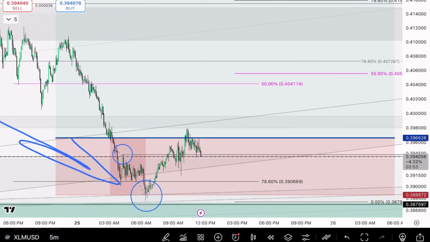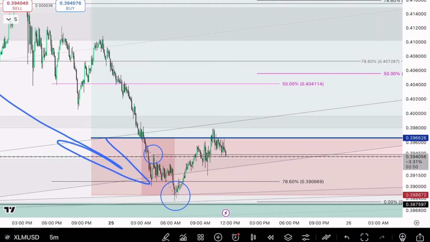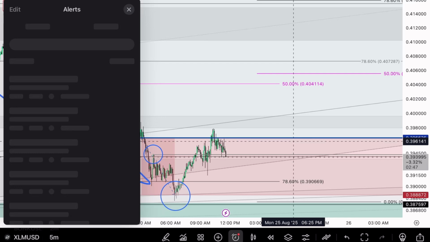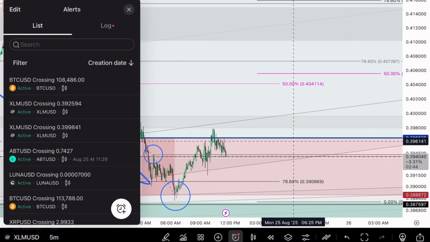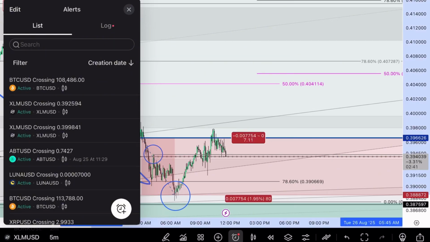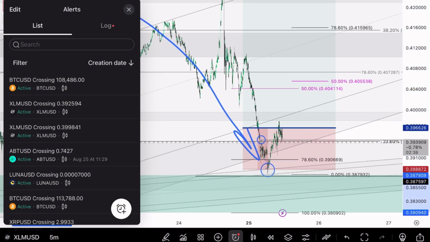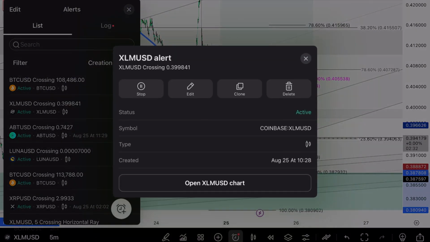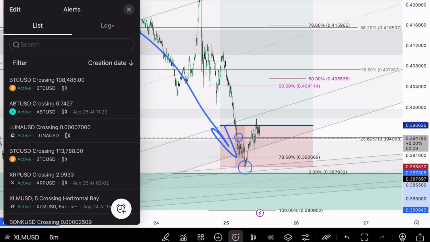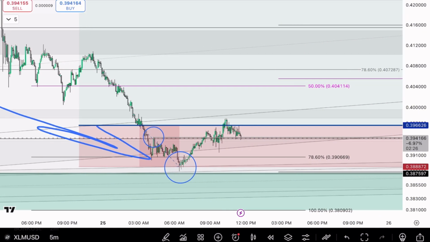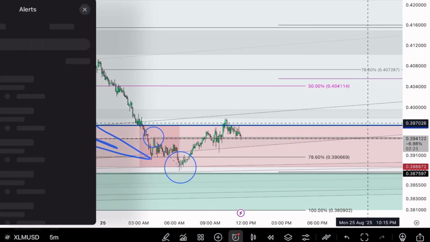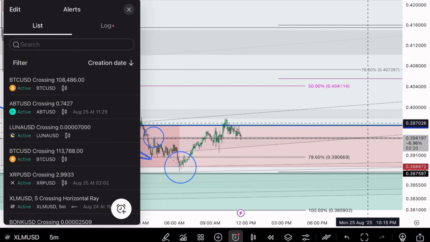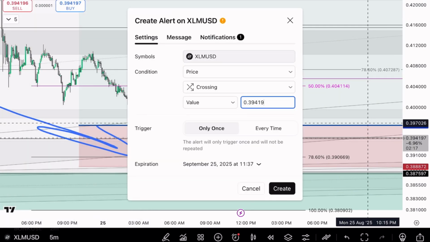So I have an alert. I don't even see my alerts on here, but I had an alert. Let me see, XLM. I know I did. Yeah, there they are. I'm going to delete them and put them back on there because I don't see them on the chart. Okay, so I'm going to put an alert above my entry, which is 0.397026.